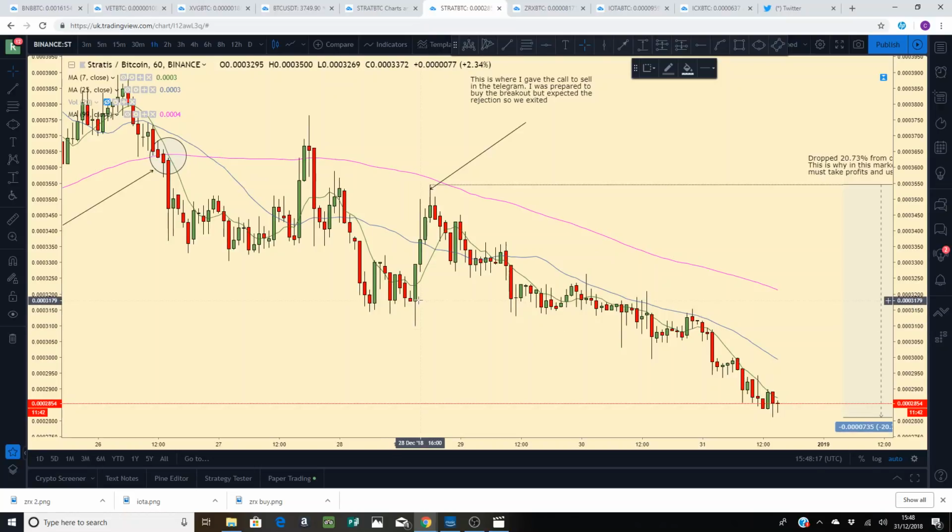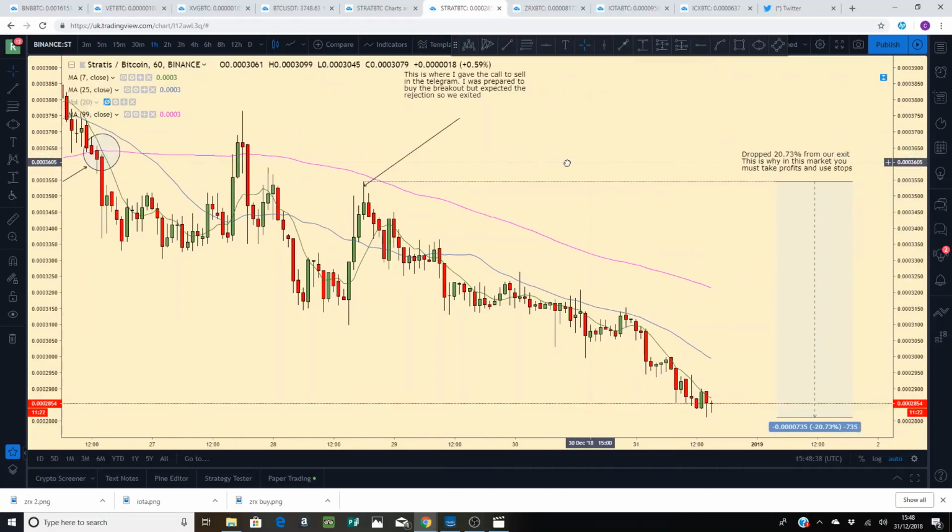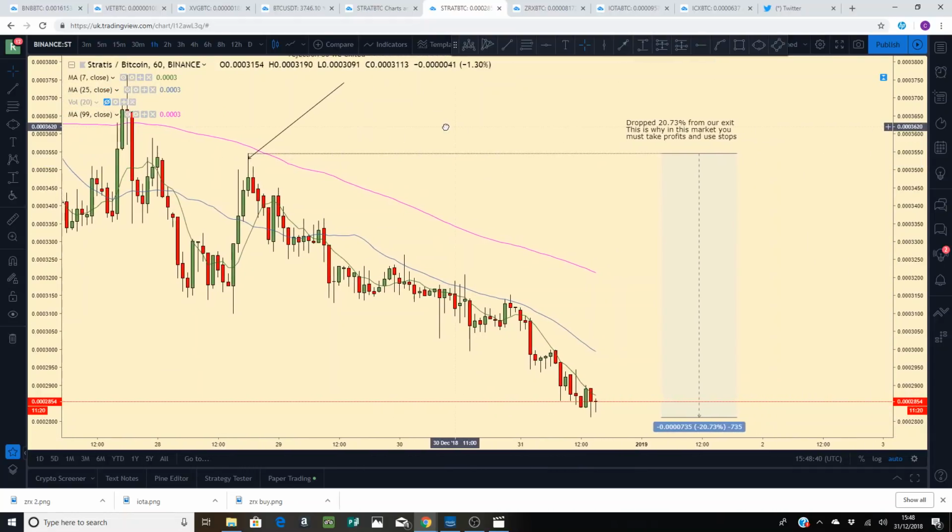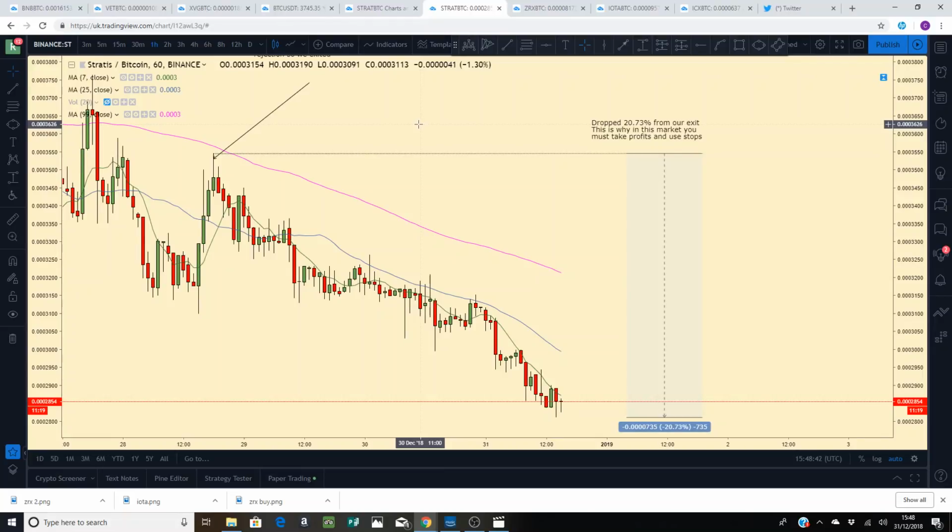Once that come back up, looked like it had bottomed out. So we ran that up. I said the target, this is where I gave the call to sell in the Telegram. When I mean I'm prepared to buy the breakout, is that second candle close above the 99, and then we go back to fib levels or support and resistance levels. So just based on that, we didn't quite get there, and I think pretty much all of us got out. We dropped 20, so far 20% already.